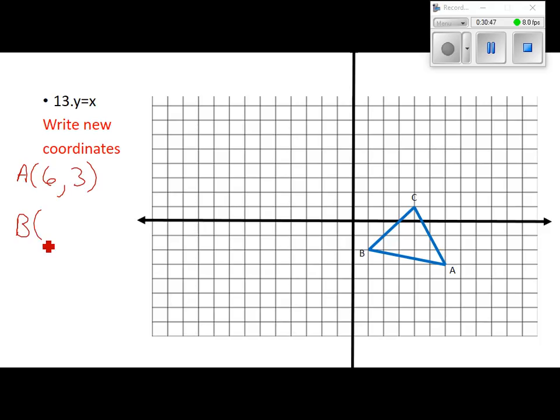What's B? 1, negative 2. What's C? 4, 1. Let's go back to A. 6, 3 is not right. 6, negative 3. Thank you. Graph that on your graph. The blue triangle up there, those are the coordinates of the blue triangle.